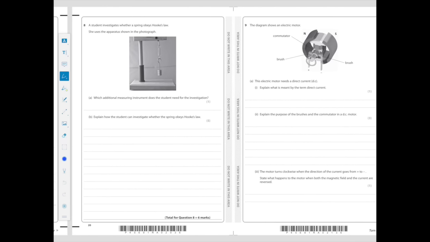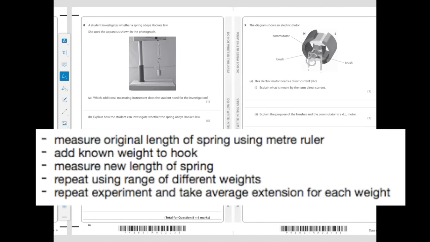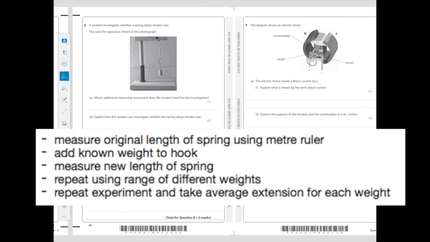Explain how the student can investigate whether the spring obeys Hooke's law. So we're basically looking for experimental details on what they're going to do. First of all, you want to measure the original length of the spring using that meter ruler, and then we're going to add a known weight to that hook and measure the new length of the spring. And then we just repeat the process using a range of different weights. So we could go up to 20 newtons, 30 newtons, 40 newtons, or we could repeat at each weight, because remember, repeating and calculating an average is really important, and that's worth a mark for just pointing out that particular experimental detail.